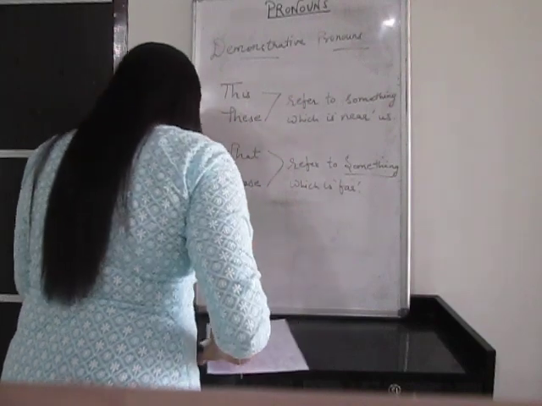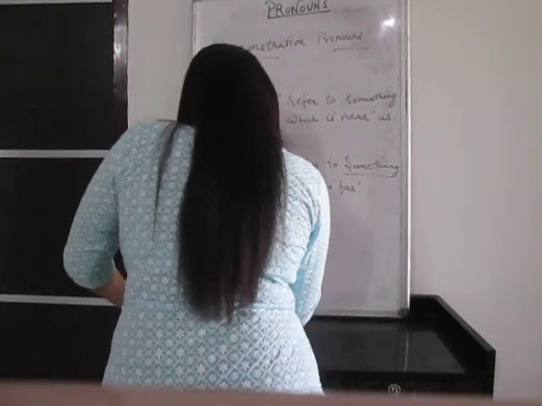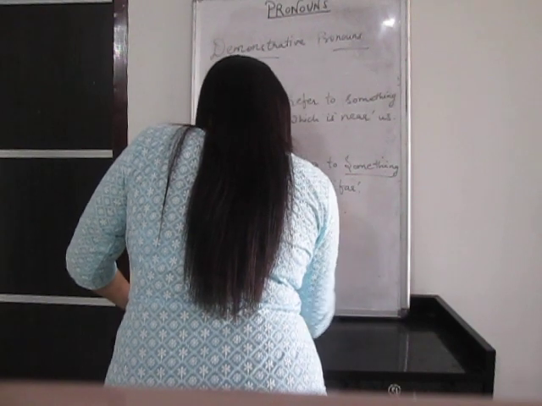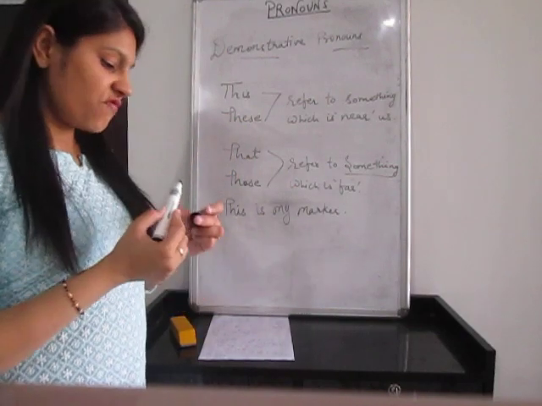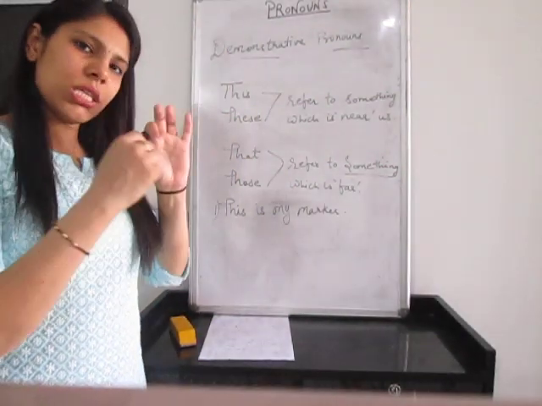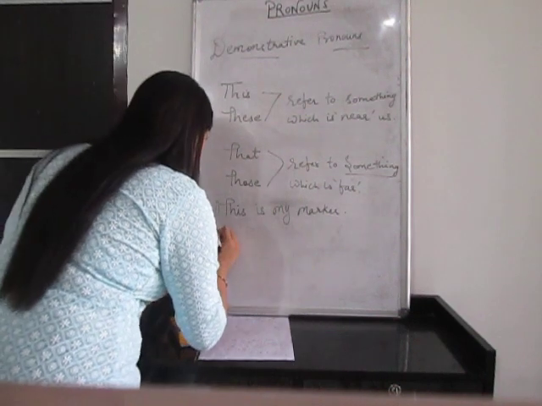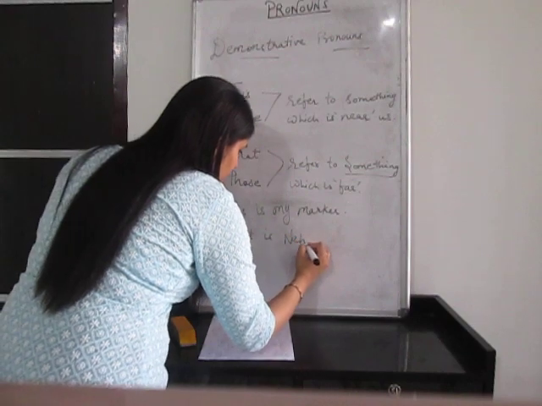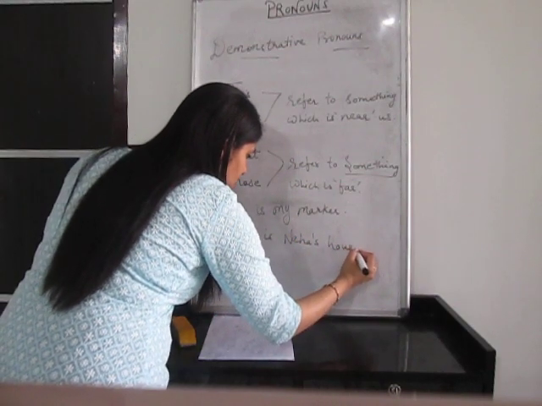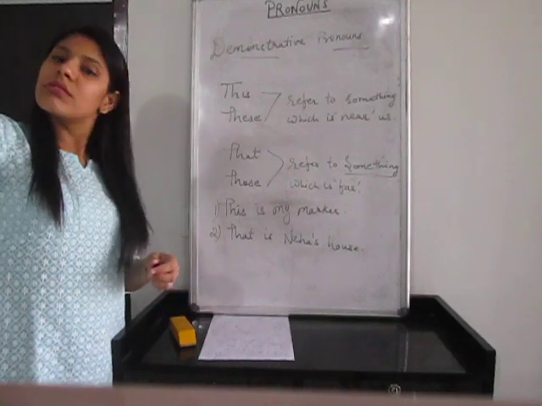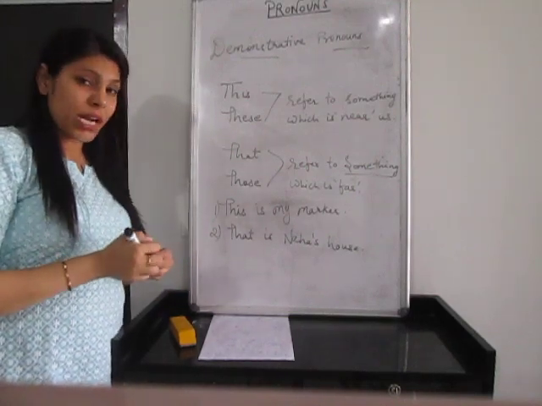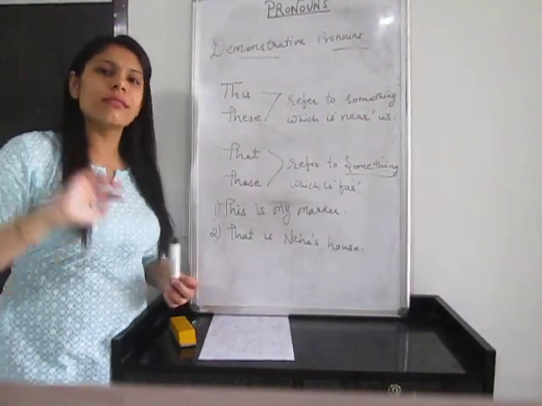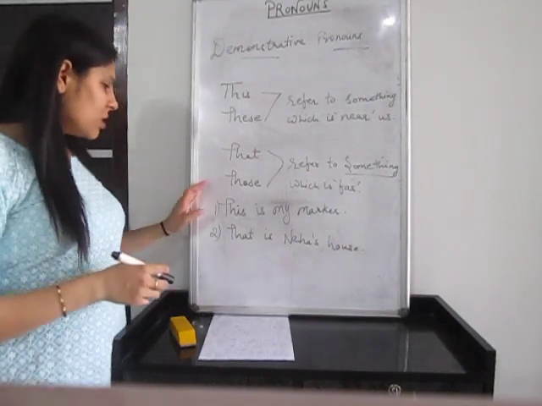This is my marker. This marker is with me, very near to me. So this is my marker. That is Neha's house. It is not near me, but I can see it and point it out, that that is Neha's house. So this and that is clear.